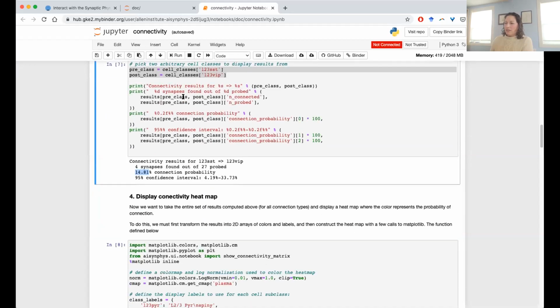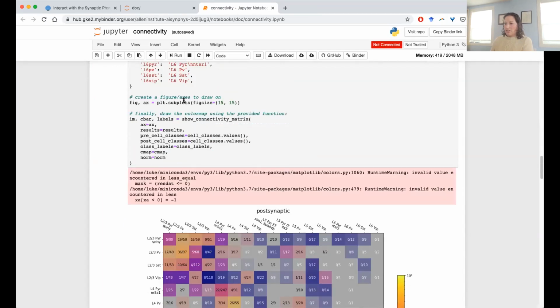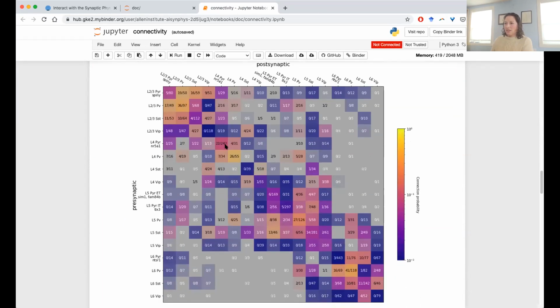So using all of this information for all of the different cell classes and their interactions eventually gets us to these matrices that I showed you in the slide. And so here again, you can see that layer 2-3 SST to VIP element where we saw 4 out of 27 synapses were found. And the colors indicate the likelihood of connection. And then the saturation of these elements is determined by that confidence interval.